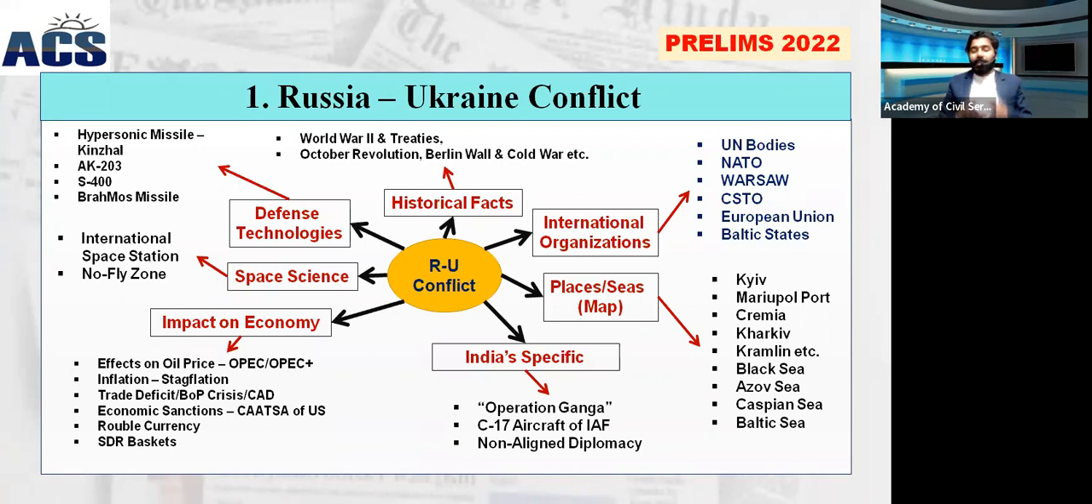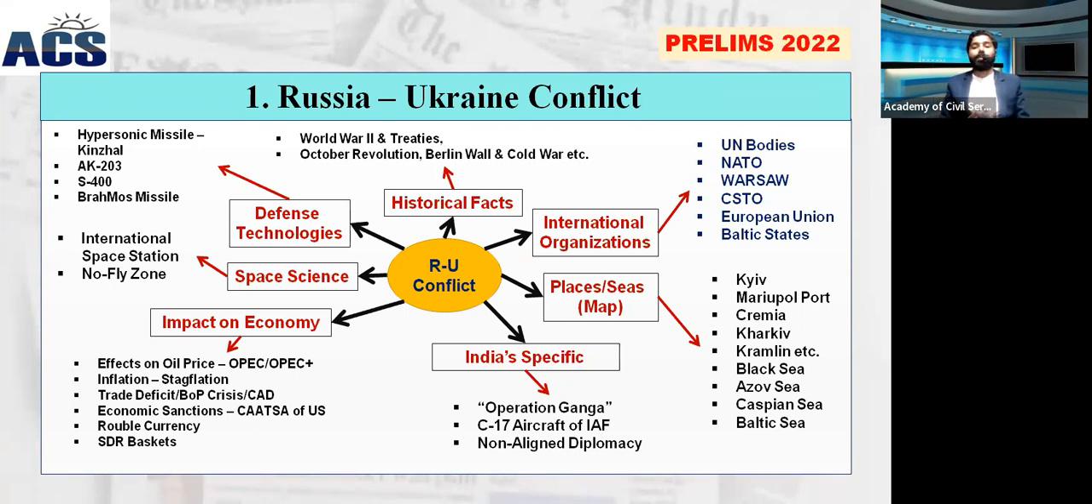Then another concept in space science, especially sky laws, that is the no-fly zone, was in the news. The Ukraine president approached NATO and the US to impose a no-fly zone, so that no flight can fly above the Ukraine region, in order to prevent the Russian invasion and attack. The president of Ukraine sought assistance from NATO for the no-fly zone. So the facts about what a no-fly zone is are also relevant for prelims.